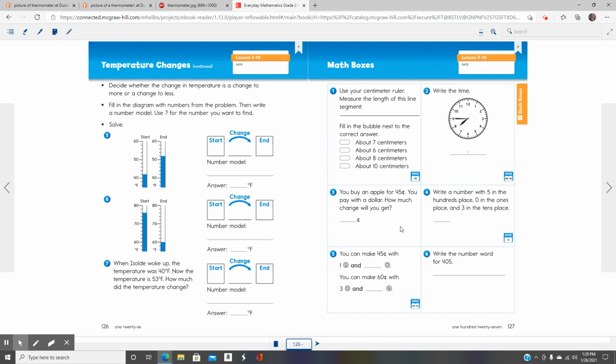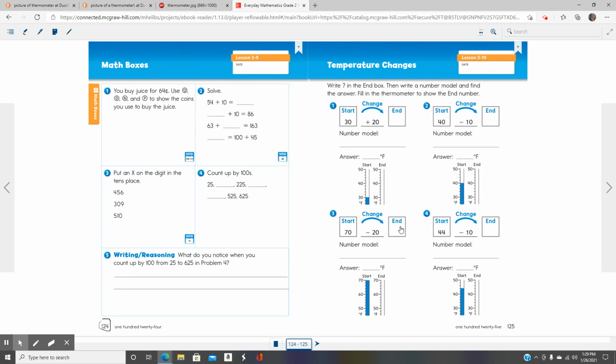So going back to page 125, I'm going to show you a few problems so you know how to do this. This page is called Temperature Changes. And we're going to use the change diagrams to show changes in temperature. We're going to write a number model for it, and then, of course, the answer. And then we're going to color in our thermometers to show the change in temperature.